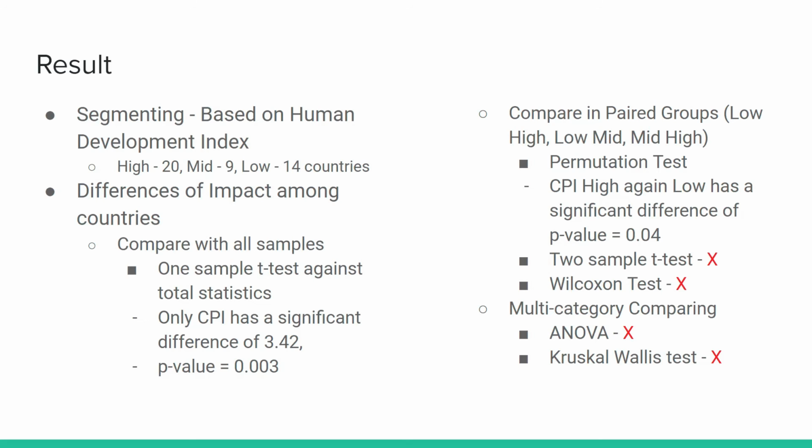And for multi-category comparison, both ANOVA and KW test indicate that there are no significant differences between the mean change among different groups in all economic indicators. And next, Xing is going to talk about the ethics and privacy of this project.